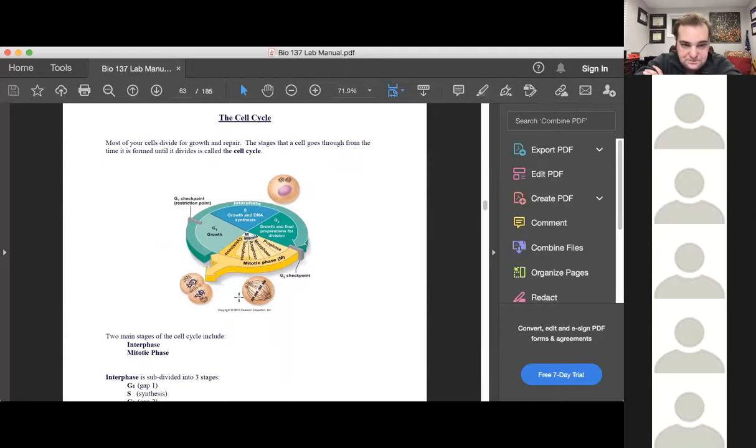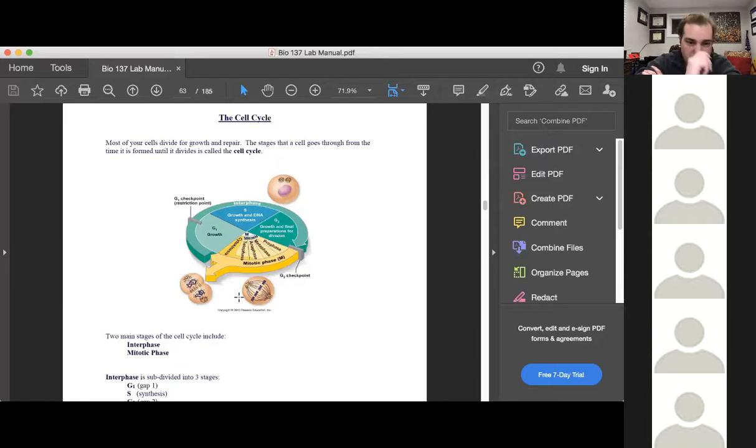The cell cycle is made up of four different phases. Okay, and what happens is that we have growth 1, G1, which is the preparation of gathering all these different elements to replicate DNA and to undergo mitosis.